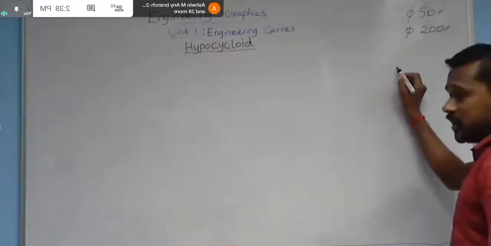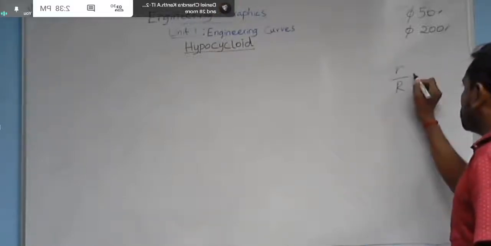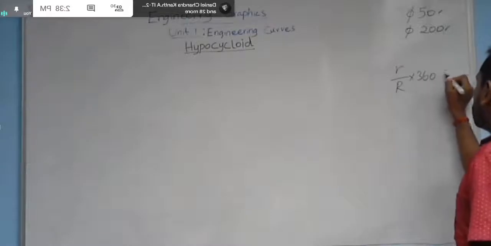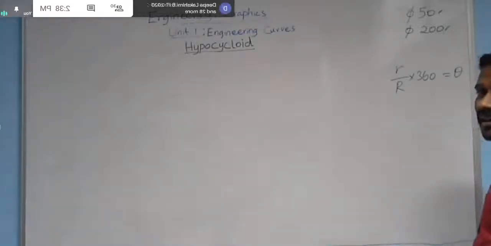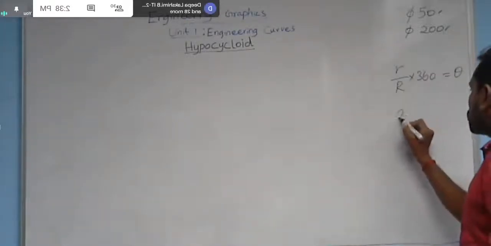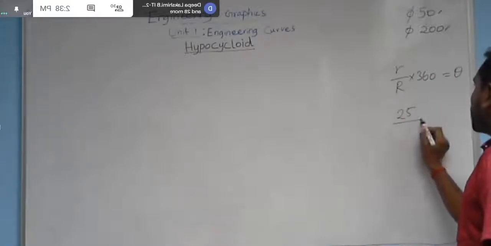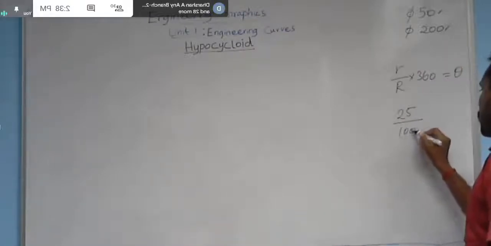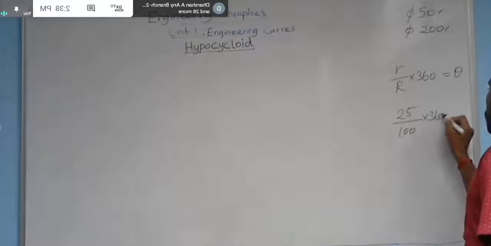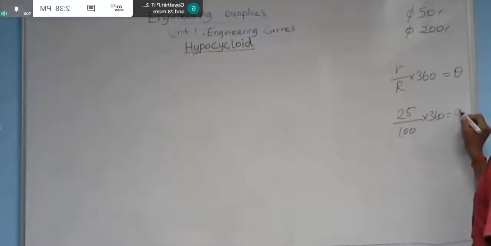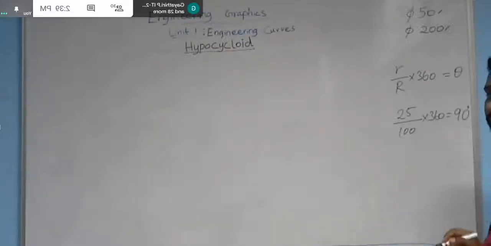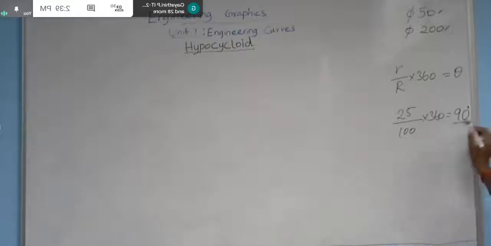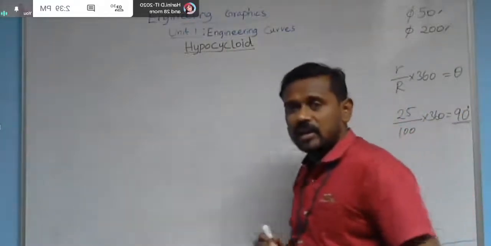When you apply the formula r by R into 360 in order to find the theta value, here small r is 25 mm and capital R is 100 mm, into 360. You will find that the angle theta is 90 degrees. So keep this 90 degree angle in mind.